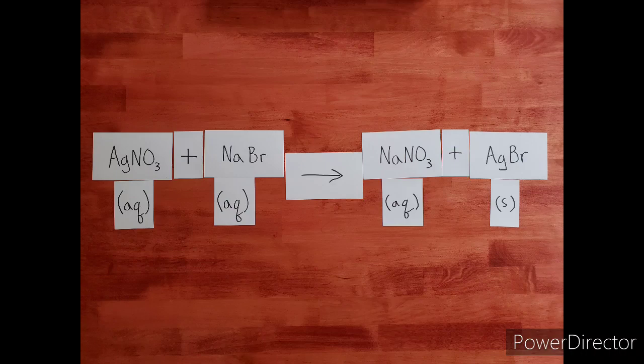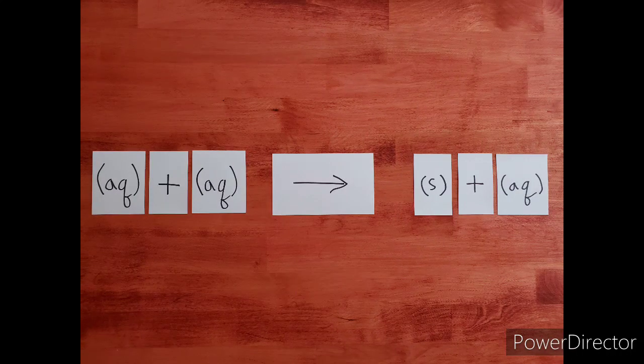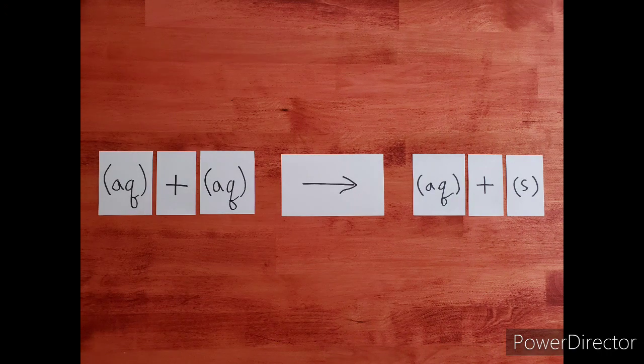That's the important thing we're looking for here. As a matter of fact, that's the main thing that we're looking for in these reactions, at least at this stage, is the formation of a precipitate. So in general, this is what we're looking for. AQ plus AQ gives AQ plus solid. Of course, the AQ doesn't have to be first. You could put the solid first. Doesn't make a difference. It's still addition. But the thing is that we're looking for that solid precipitate.